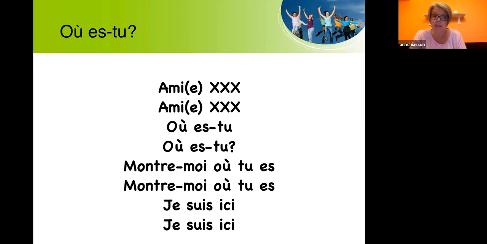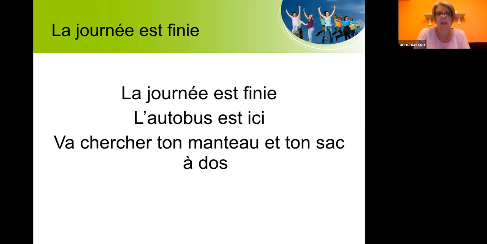Donc, si l'enfant n'est pas arrivé au lieu de rassemblement encore, là, je chante « Annie, Cynthia, où es-tu? » Bon, mais l'enfant va se dépêcher, il va venir, puis il va dire « Je suis ici. » Bon, à la fin de la journée, on peut chanter celle-ci.